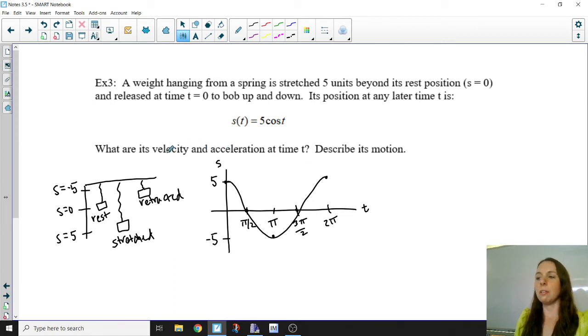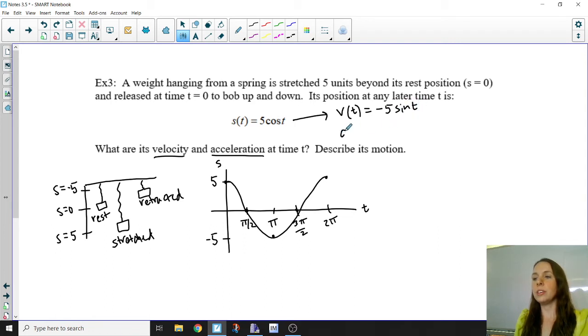I'm not going to write all of that out right now, but what I do want to make sure to do before we move away from this problem is get the equations for the velocity and acceleration. We talked about in a previous section that the first derivative of the position function is your velocity function. So this is where we're going to use the fact that the derivative of sine is cosine. We know the derivative of cosine is negative sine. So the velocity would be negative 5 sine of t.